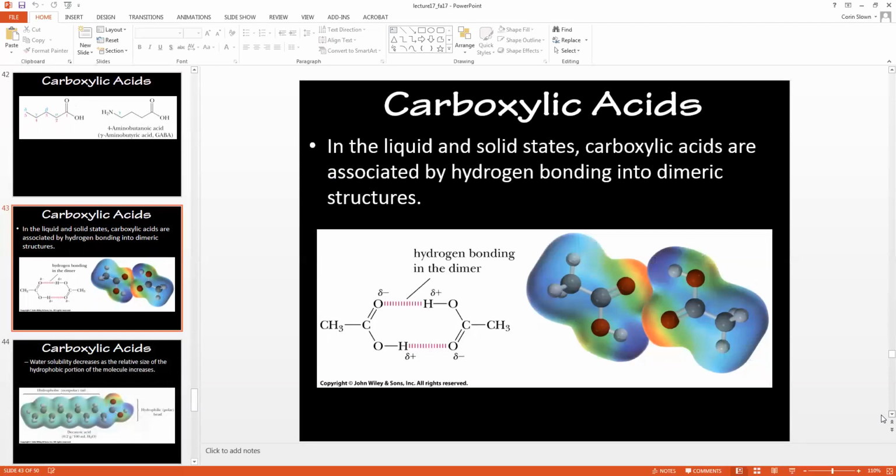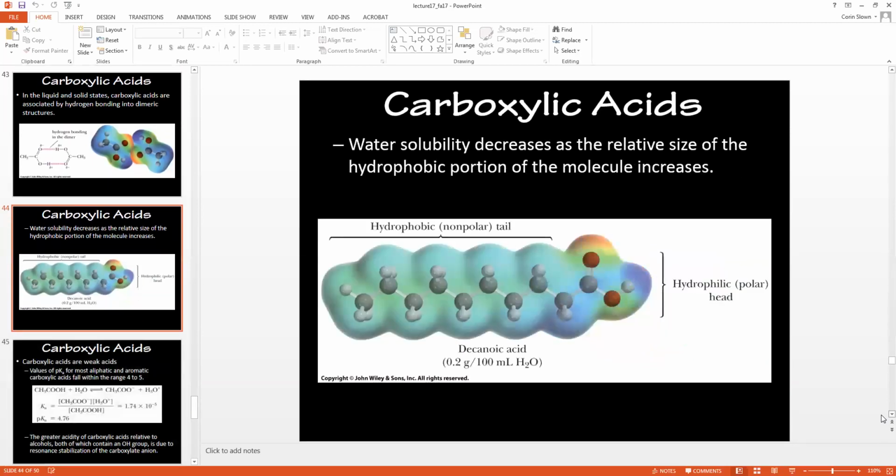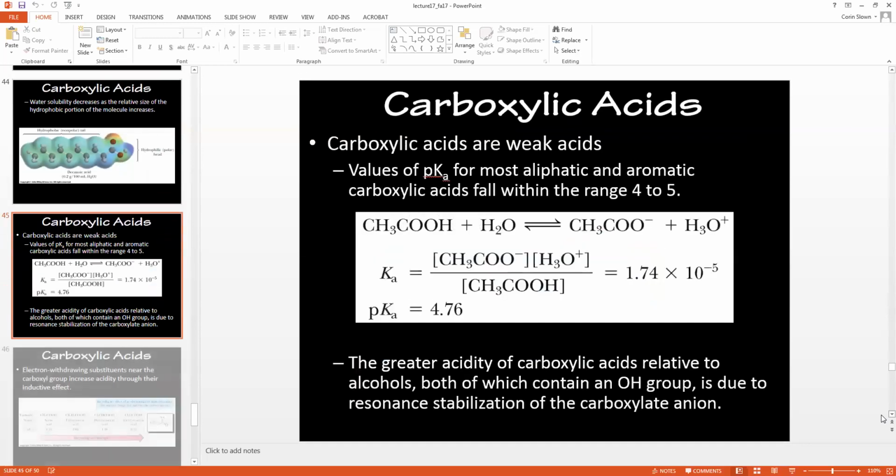So in liquid and solid states, carboxylic acids are associated by hydrogen bonding into dimeric structures. And so it's important that we recognize the power of hydrogen bonding in these structures. They also can participate in terms of water solubility. So if I have amphipathic molecules that have a hydrophobic or nonpolar tail, and then a hydrophilic or polar head, such as decanoic acid, the carboxylic acid is often what makes the head of that molecule polar.